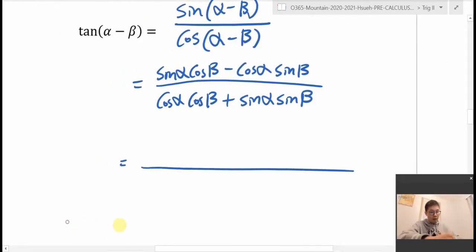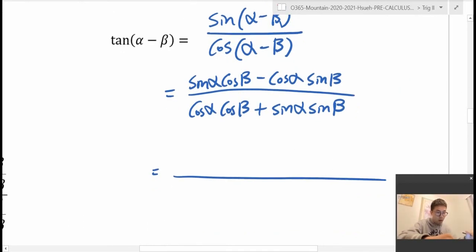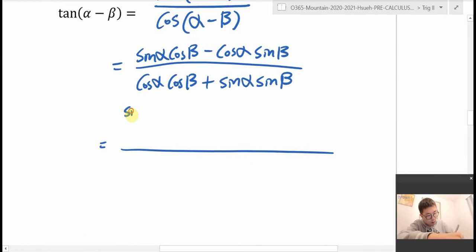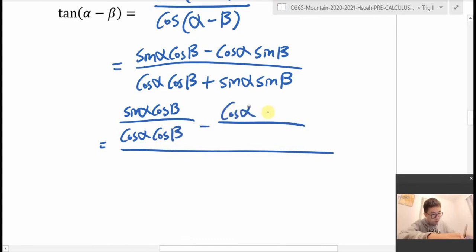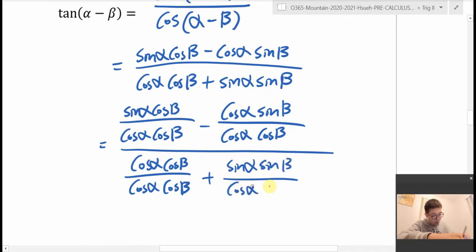Okay, hopefully you got this far at least. Just apply the tangent being equal to sine over cosine, and then apply the identities here. Now the next step, you actually just do like what it did here. You just need to divide both sides by cosine alpha, cosine beta. Okay, so that's what we're gonna do. I'm gonna have sine alpha, cosine beta, divided by cosine alpha, cosine beta, minus cosine alpha, sine beta, over cosine alpha, cosine beta. Same thing in the denominator, we've got cosine alpha, cosine beta, divided by cosine alpha, cosine beta, plus sine alpha, sine beta, over cosine alpha, cosine beta.